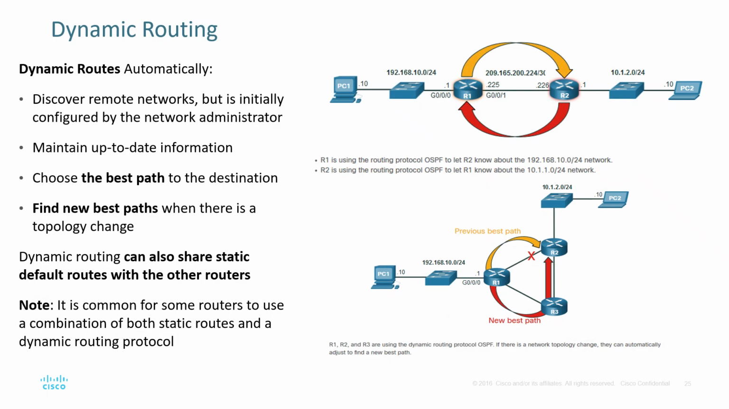Now, dynamic routes are done automatically. You still have to go in there and tell your device which route you want it to use. I'm sorry, not which route, which protocol you want it to use. After that, your routers will start to discover remote networks, but again, initially, we have to configure it to say, hey, use this routing protocol. Your routing protocols will maintain up-to-date information. They will choose the best path to the destination. They will find new best paths when there is a topology change. They can also share static default routes with other routers.